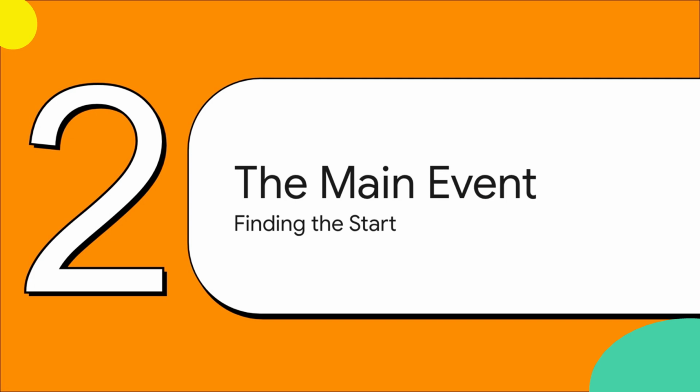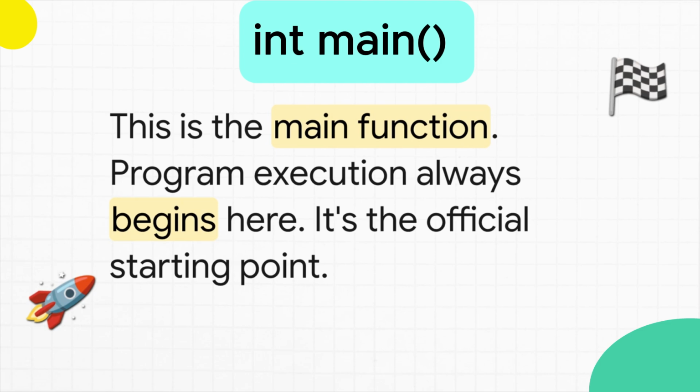Now it's time for the main event. Every story has a beginning, right? Well, every C program has an official starting line, and the computer is trained to look for it. And this is it, int main. This line declares what's called the main function, and this is non-negotiable. When you tell the computer to run your code, its one and only mission is to find this exact line and start executing whatever instructions it finds inside. This is the official front door to every C program.